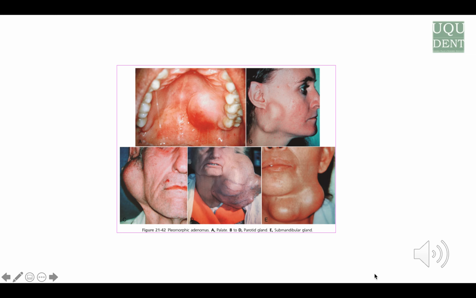In these pictures, you can see a pleomorphic adenoma in different places. You can see how it starts as a small swelling, then it can become very big.